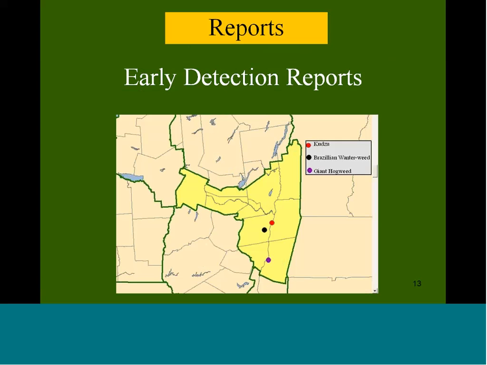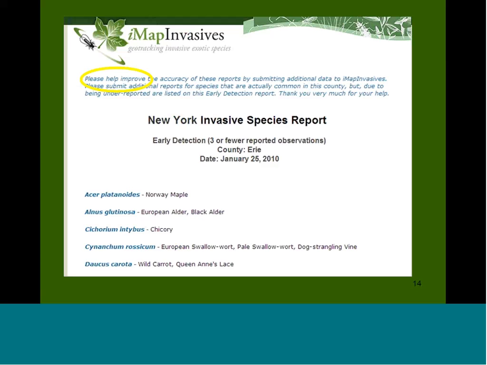One of the features is also going to be able to do reports, and one of those will be early detection reports by Prism and by county, so that these are species that are reported from 1, 2, or 3 locations, and therefore you might still be able to do something about. The kudzu on here has been treated on the slides you're looking at. I actually don't know the history of the giant hogweed, and I'm pretty sure the Brazilian waterweed has not been treated.